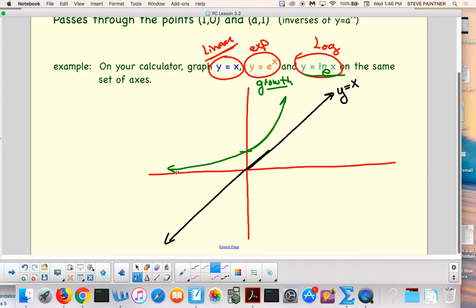Do you agree with that? That's what e to the x looks like, right? E to the x is looking like this. The other one, ln, base e of x, what did that look like?